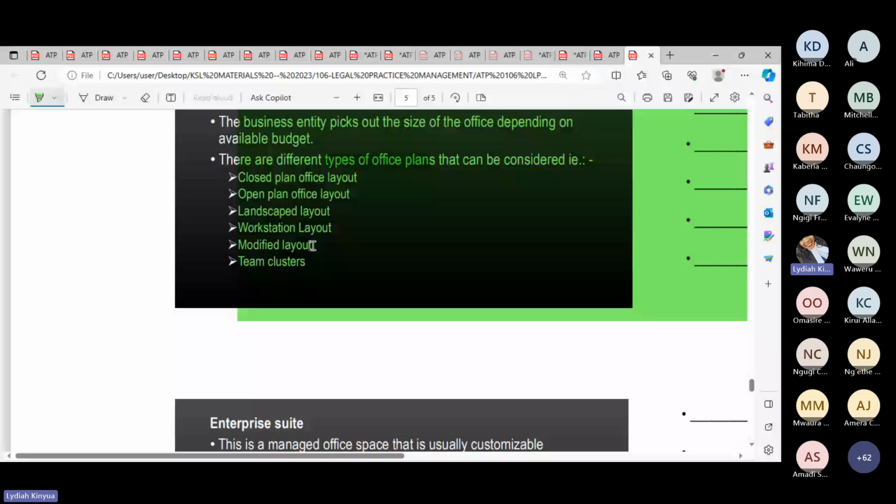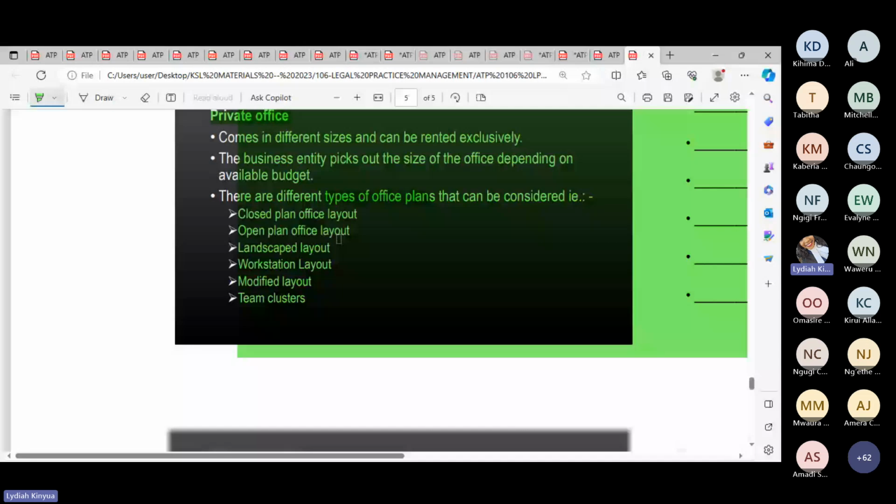But if you're seated, we can't see you. However, it is still lockable. The room is lockable, but it's half partition. That's a workstation layout. And then it could be a modified layout, which means it is both closed and open layout together.